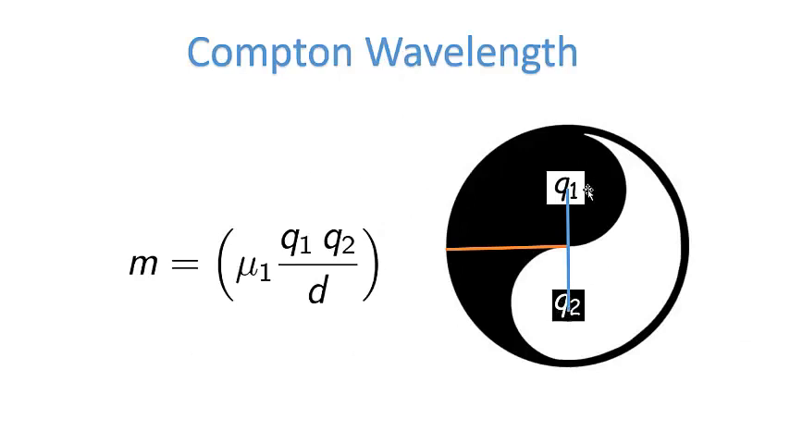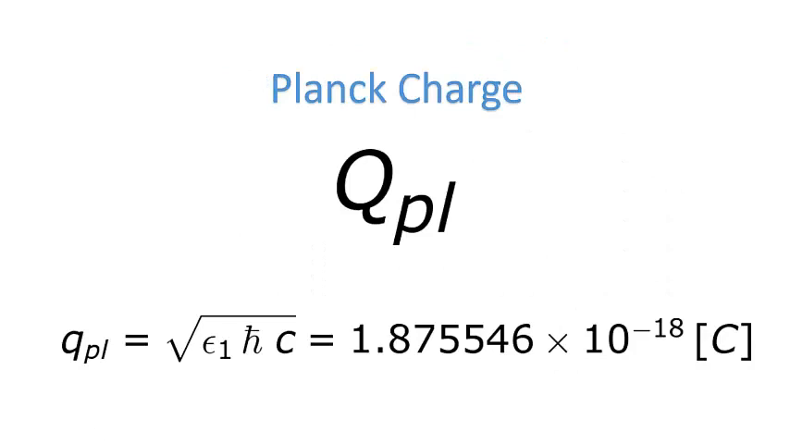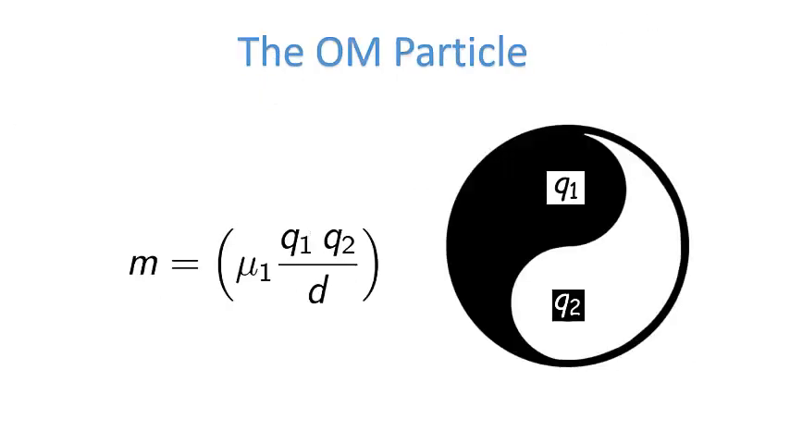Okay, so I believe that the circumference of this circle is identical to the standard Compton wavelength, and now I'm saying that Q1 and Q2 are in fact Planck charge and not elementary charge. And so let's see what happens when I plug this information into this equation here.